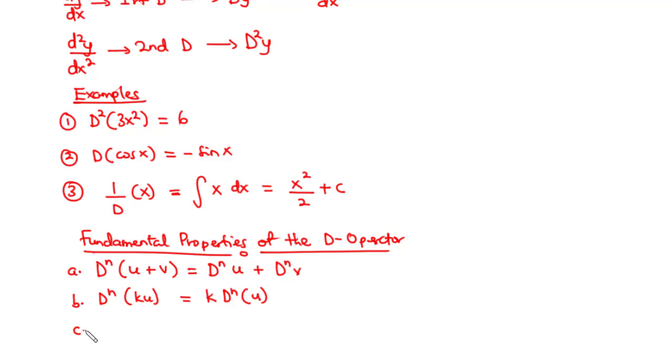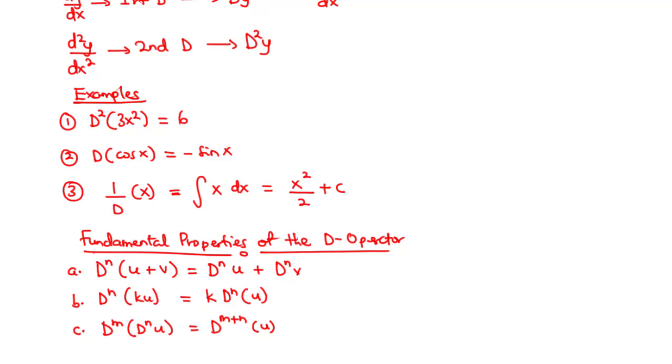And then c, we are going to talk about the index law. If you have D to the power m times D to the power n of u, then this becomes D to the power m plus n of u, because we have the same base, and because we have the same base, we can add the exponents. So basically these are some fundamental properties of the D operator.